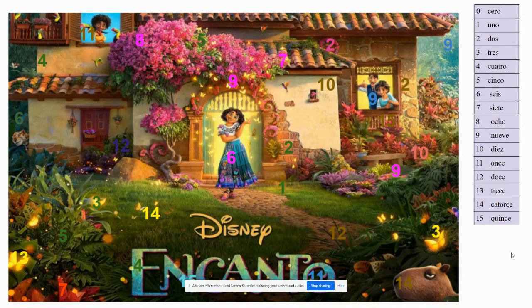Next one. ¿Dónde está? Número 7. ¿Dónde está número 7? Number 7. That one is camouflaged extremely well. Down towards the bottom. Hint, hint. Número 7 is 7. Next one. ¿Dónde está? Número 1. Where's número 1? Right here. Hay un número 1 aquí.